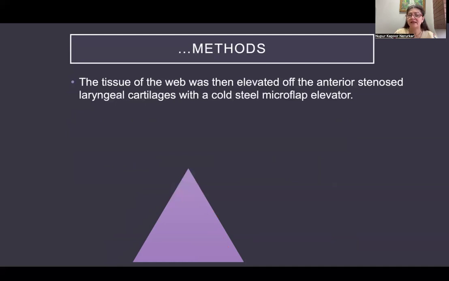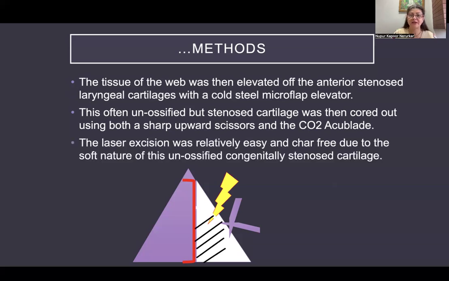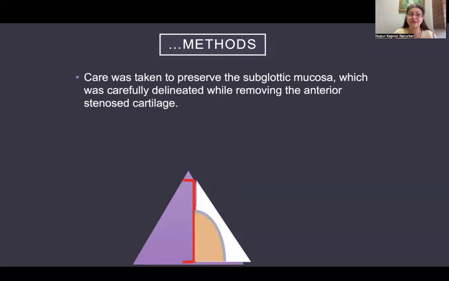The tissue of the web is elevated. The anterior stenosed laryngeal cartilages are then elevated with the microflap elevator, as you can see in the diagrammatic representation. And you often have an unossified but stenosed cartilage, which then can be cored out using both sharp upward scissors and sometimes even the CO2 Accublade. The laser excision is typically easy and chaff-free because of the soft nature of this unossified congenitally stenosed cartilage, usually is what we've seen.